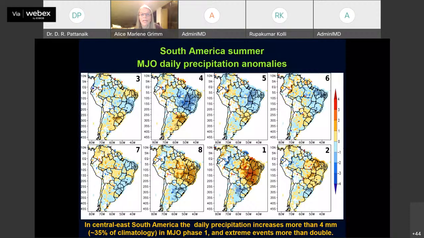And then in phase 1, we have the highest precipitation here, which can reach more than 4 millimeters per day. These are anomalies filtered in the intra-seasonal band, so anomalies from other sources are not included, and this represents around 35% of climatology. So it's a pretty strong impact. And in these other phases, we have suppressed convection. Next, please.